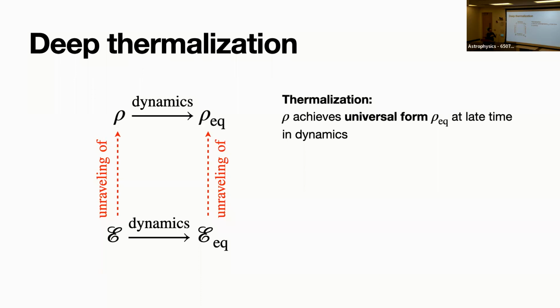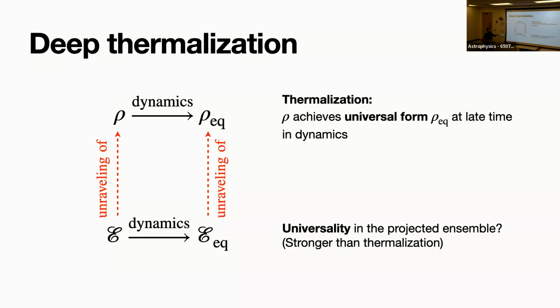And because of the connection that we just pointed out between this ensemble and the density matrix, namely that this ensemble represents one unraveling of rho, it's reasonable to think that there might be a universal form for the ensemble itself at late times under dynamics. It's important to point out that if this were true, if this bottom row holds, if the ensemble achieves this equilibrium form, it automatically implies, by reversing this unraveling, that the density matrix itself should equilibrate. So this constraint would be strictly stronger than thermalization.